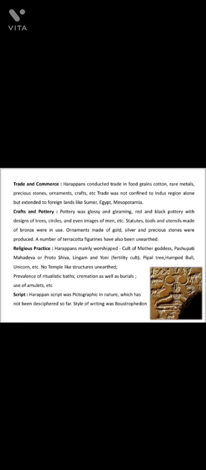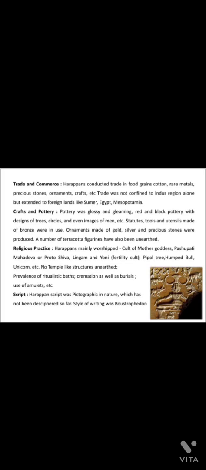Ornaments made of gold, silver, and precious stones were also produced by the people of this civilization. These were also some of the important items of trade. Also, it has been observed that a good number of terracotta figurines have been unearthed at the different sites.